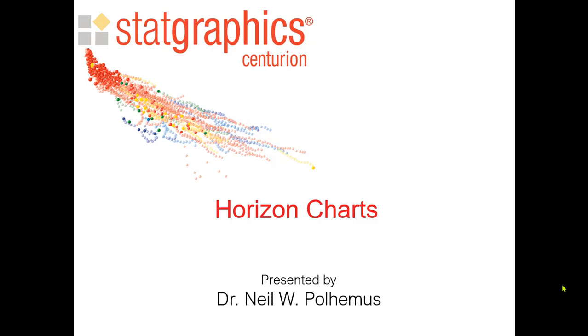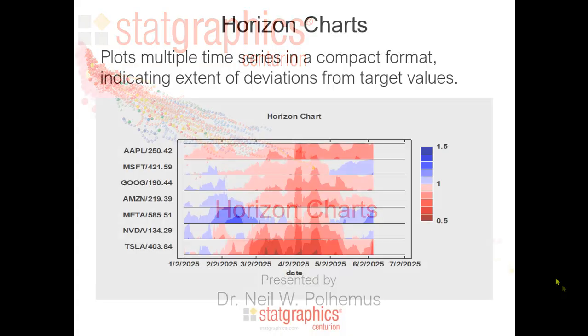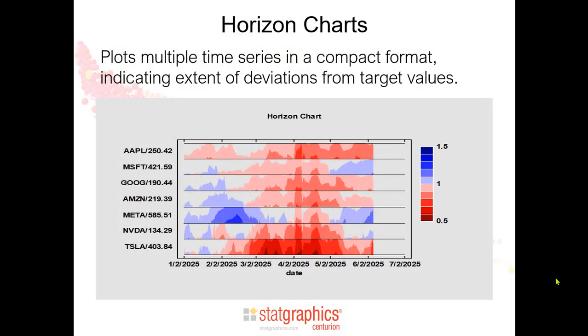This video describes a new procedure in Statgraphics version 20 for creating horizon charts. A horizon chart plots multiple time series in a compact format. It indicates the extent of deviations of the time series from target values.